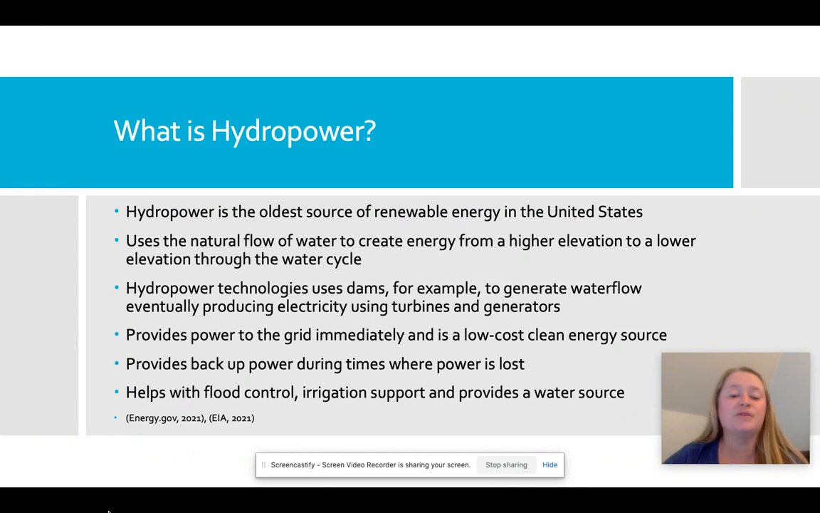It provides power to the grid immediately and is low cost and a clean energy source. It provides backup power during times where power is lost. And it helps with flood control, irrigation support, and provides a water source for communities.